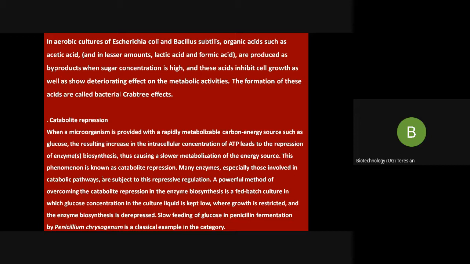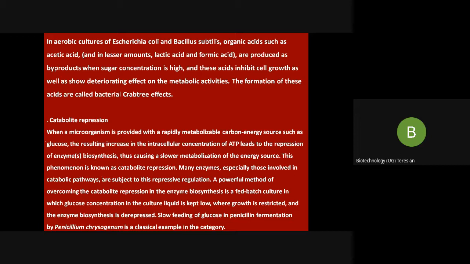What is catabolite? In your metabolism, you have anabolism and catabolism. In catabolism, what is happening? Whatever food you consume is broken down into smaller components. And what is the most important product of your catabolism? The production of ATP, right? I am eating food because I want ATP, I want energy. Similarly, what is happening in your microorganism is also the same.